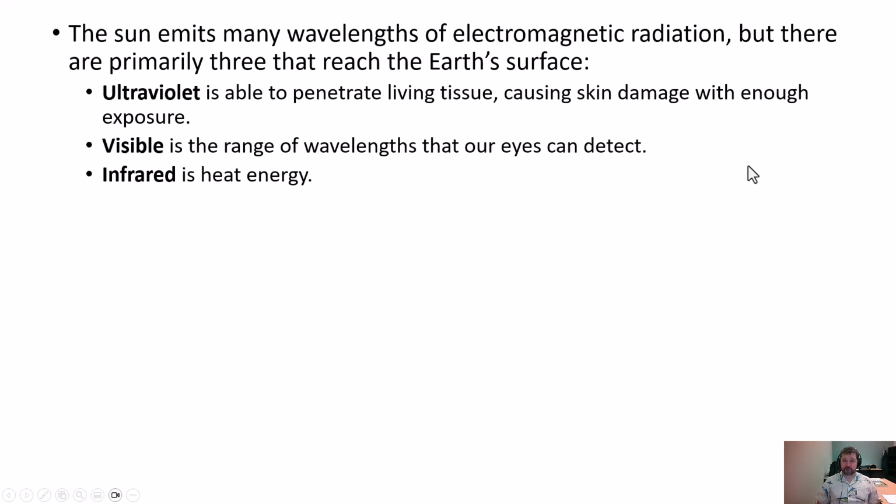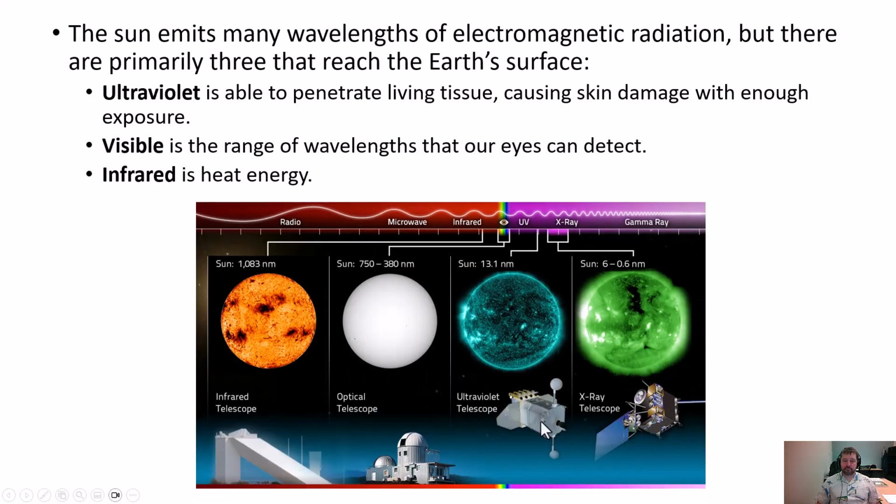Visible light range, this is what our eyes can detect. We'll talk about eye development and things like that a little bit later when we talk about the connection between ultraviolet and infrared. And infrared is a heat energy that some organisms can sense. But when we look at it, this is a fairly small section of all the wave patterns that are coming in, but it's important for life on this planet.